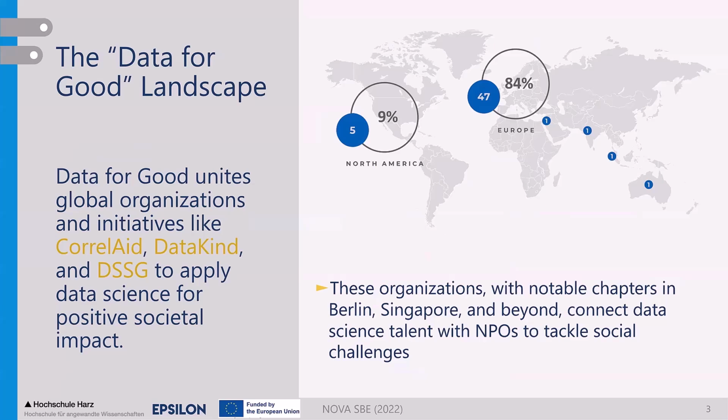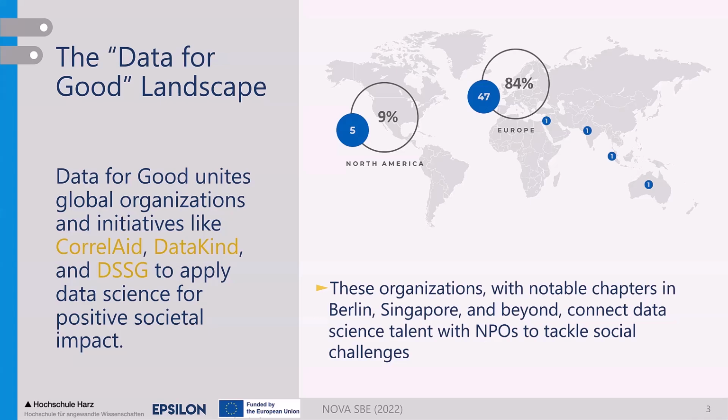If you have a look at the Data for Good landscape, we wanted to show that Data for Good unites global organizations and initiatives. Here we named Correlate, DataKind, and DSSG as the largest organizations that we could identify all over Europe. All of these organizations have in common that they apply data science for positive social impact. Also, we noted that those organizations operate in regional chapters, for instance Berlin, Singapore, or Hamburg, Bremen, or in the south of Germany.